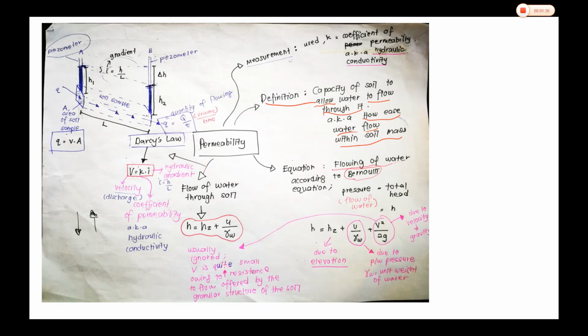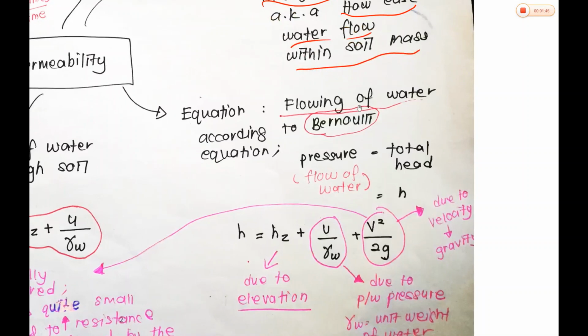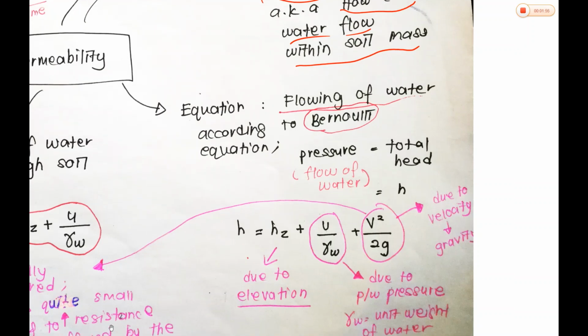Right? Okay, so before we go into detail on the soil permeability, kita tengok on the equation. Alright, so flowing of water according to Bernoulli equation. Kalau tengok due to Bernoulli equation, flow of water, tekanan di dalam air kita panggil dia pressure, ataupun total head. The total pressure of water kita panggil total head, which is H. Okay.